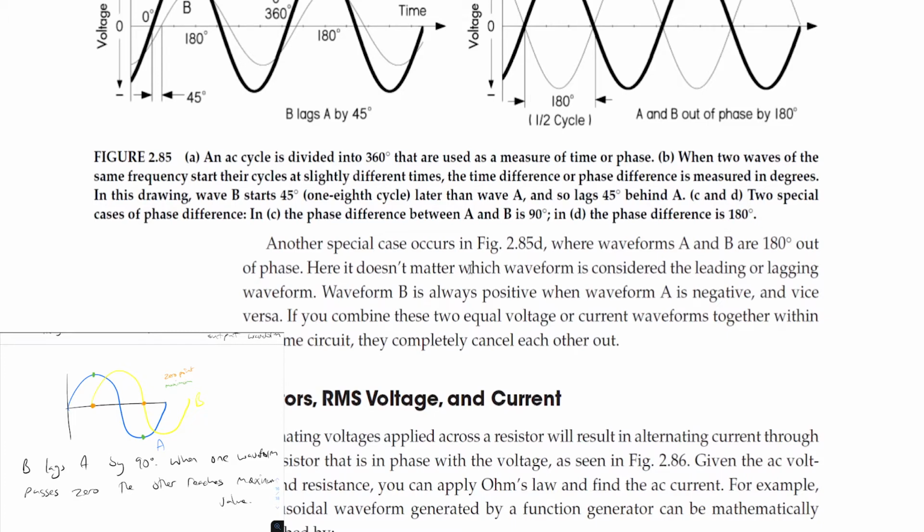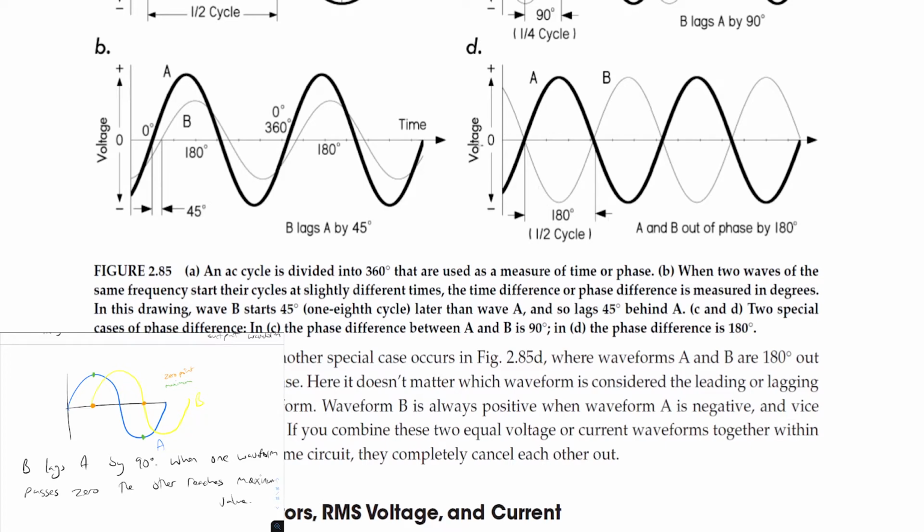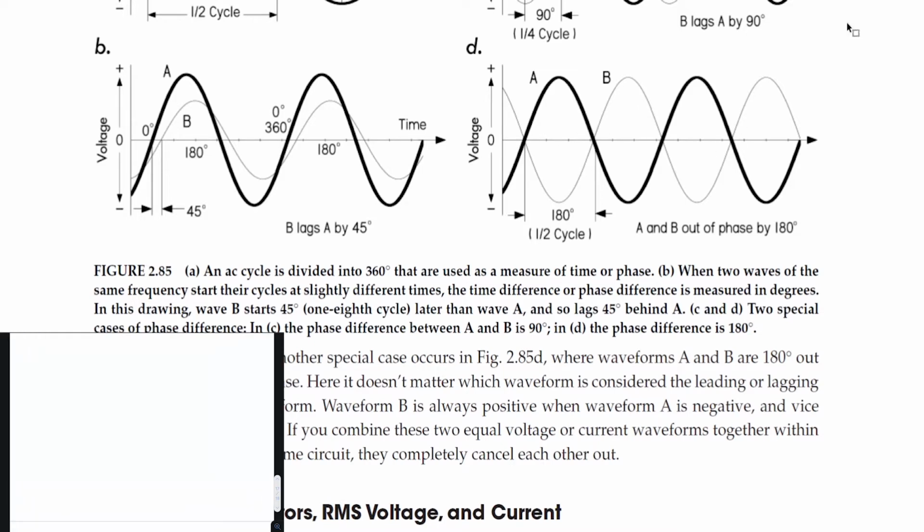So another special case occurs in Figure 2.85D, which is here, where waveforms A and B, so these two waveforms, are 180 degrees out of phase. Here it doesn't matter which waveform is considered the leading or lagging. Waveform B is always positive when A is negative, and vice versa. If you combine these two equal voltage or current waveforms together within the same circuit, they completely cancel each other out. Interesting, because the average will just be 0.